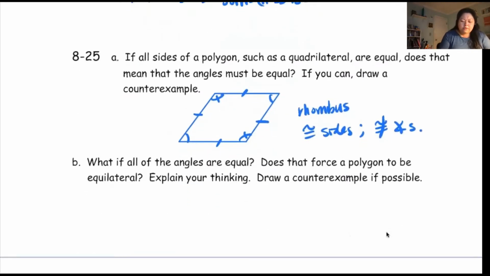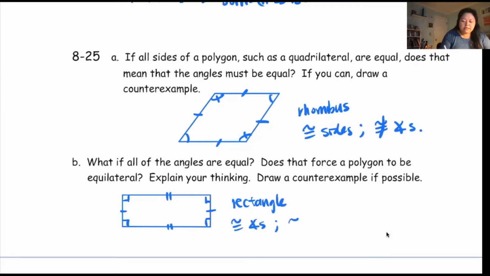What if all the angles are equal? Does that force a polygon to be equilateral? So can you have all the same angles but not the same sides? And again, you have the answer to that. It is a rectangle, right? If you have a rectangle, I'm exaggerating the sides. You don't have to have that long of a side. But if you have a rectangle, you know that all 4 angles are right angles. All the angles are the same, but my sides are not the same, right? So that's your counterexample, a rectangle. So congruent angles, but not congruent sides.